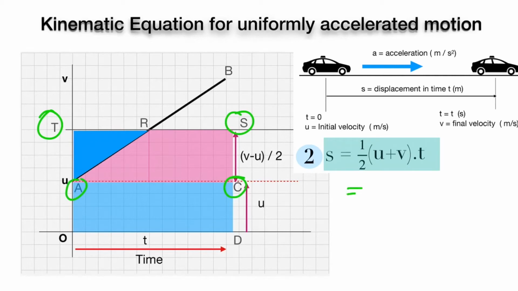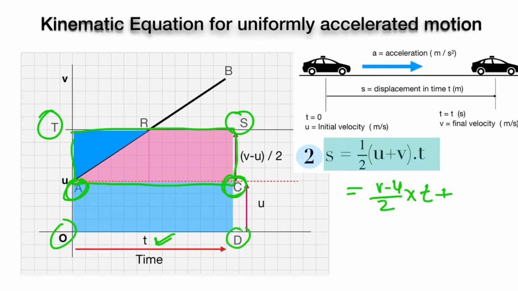The area of the upper rectangle is the height, which is (v minus u) by 2, multiplied by the width, which is nothing but the time, t minus 0, or t. Now plus I need to add the area of the bottom rectangle, OACD. The height of this rectangle is u, so u into width, which is t. I can write vt by 2 minus ut by 2 plus ut.